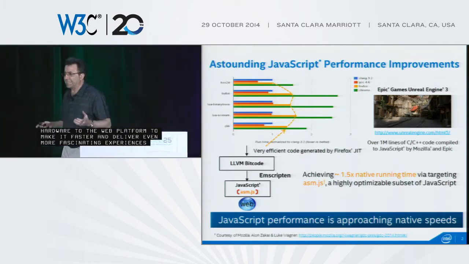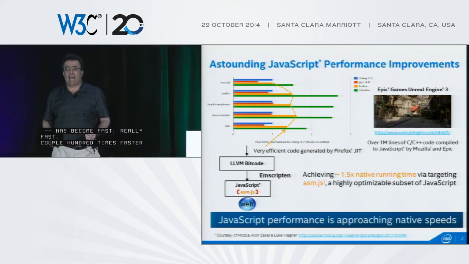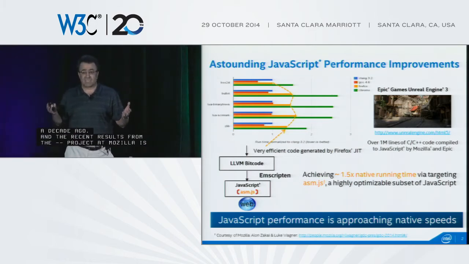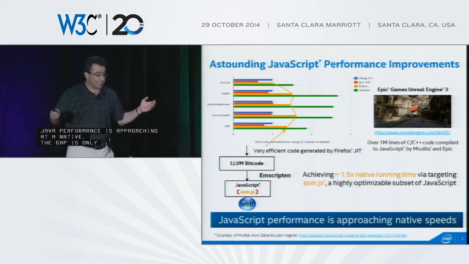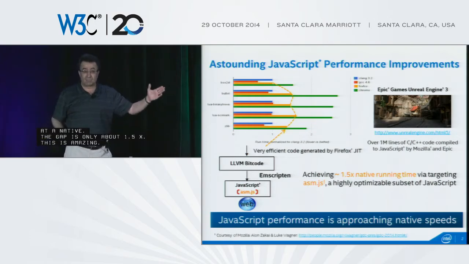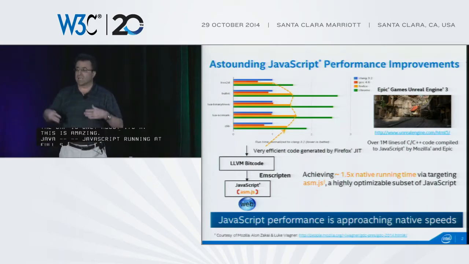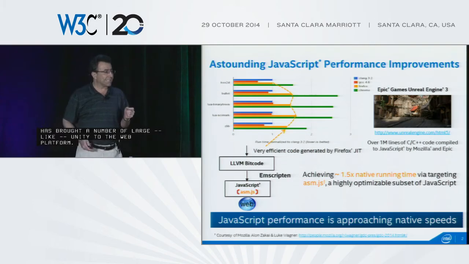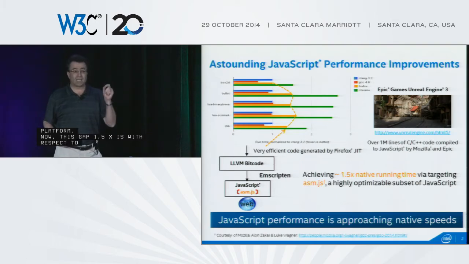JavaScript has become fast, really fast, a couple hundred times faster than a decade ago. And the recent result from the ASM.js project at Mozilla is just amazing. JavaScript performance is approaching that of native. The gap is only about 1.5x. This is amazing. It's JavaScript running with the full speed, almost the speed of native. And using that technology, Mozilla has brought a number of large game engines like Epic Unreal 3, 4, Unity to the web platform. Now, this gap, 1.5x, is with respect to sequential scalar code, not the parallel vector code.